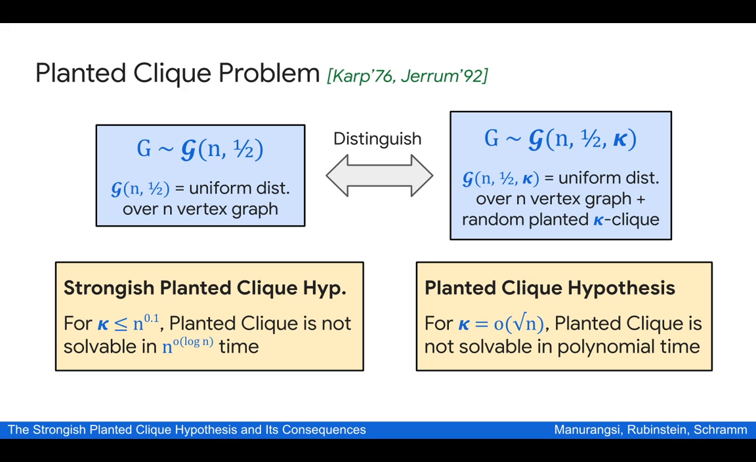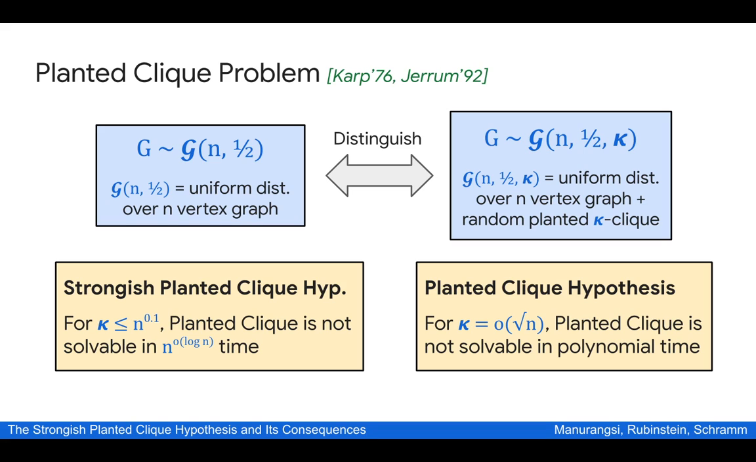And for those of you who are familiar with the exponential time hypothesis and the strong exponential time hypothesis, the reason that we don't call it the strong planted clique hypothesis is that in the strong ETH, we would also specify the constant in the exponent, whereas here we're not specifying the constant, so this is more akin to the exponential time hypothesis compared to the strong exponential time hypothesis.